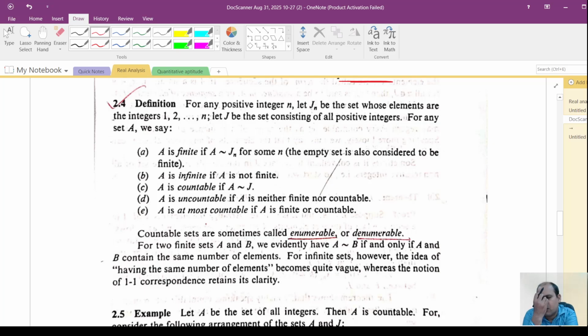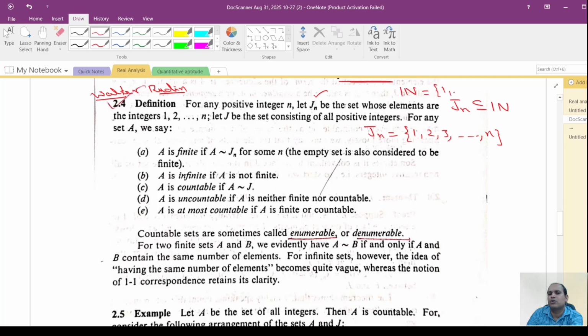Now, since we have already recalled the concept of 1-1 and onto mapping, bijective mapping, the first one is what we mean by a finite set. As per the book of Walter Rudin, here we first try to understand the notations. Jn means the set 1, 2, 3 up to exactly n. So Jn is a subset of natural numbers, the counting set 1, 2, 3 and so on.